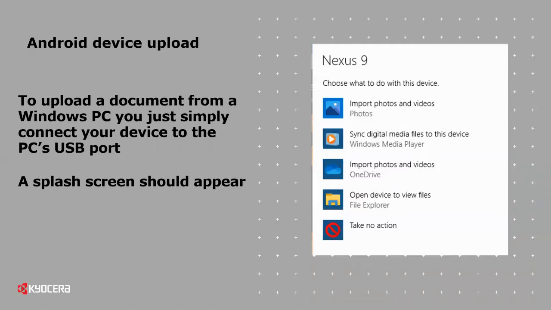For Android, to upload a document, to connect to a Windows PC, simply plug in your Android device to a Windows PC. You should get a pop-up or a splash screen. Select Open Device to view files.